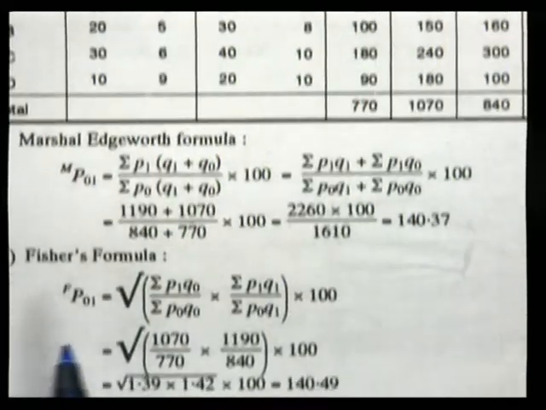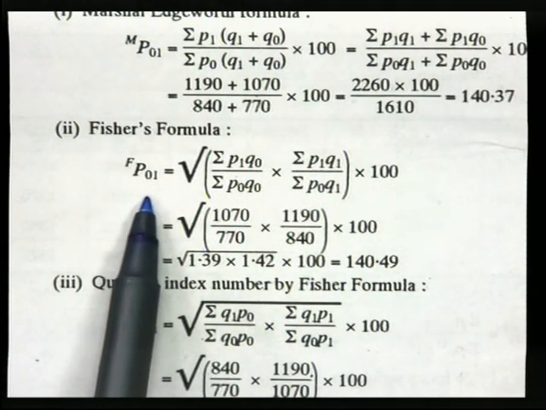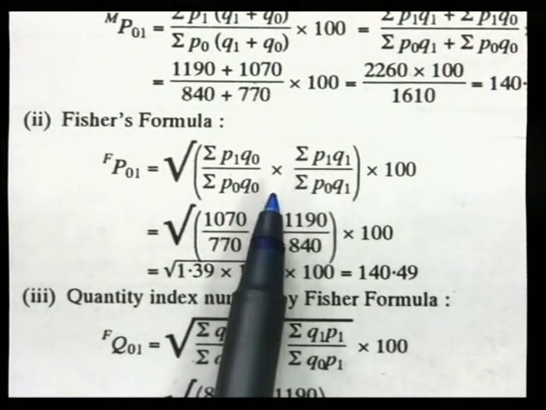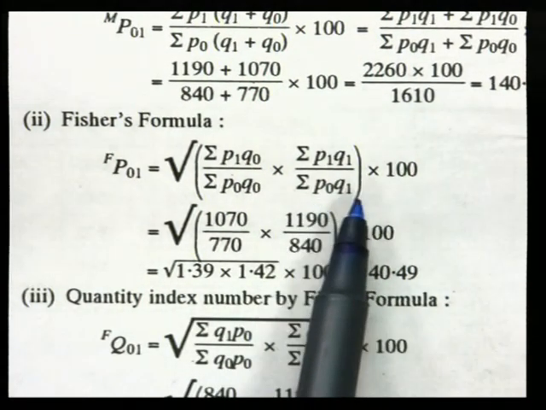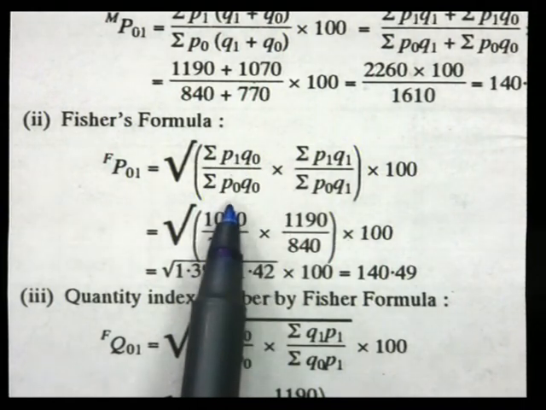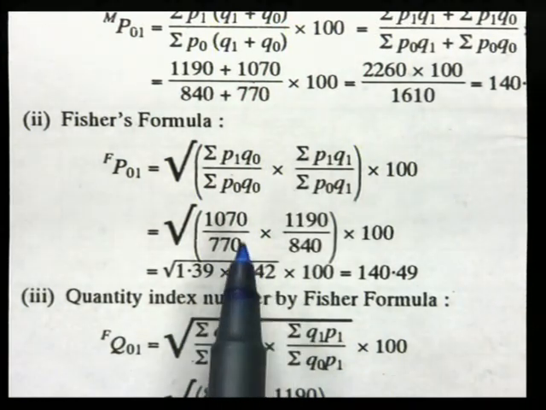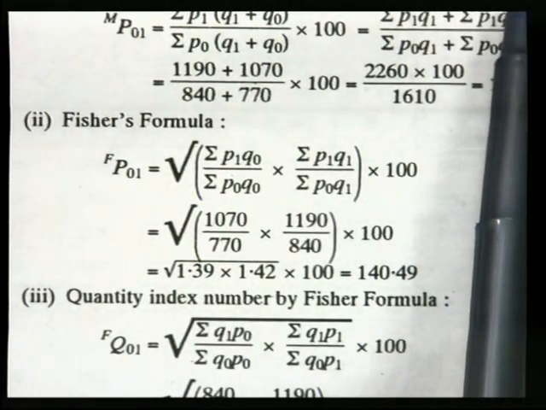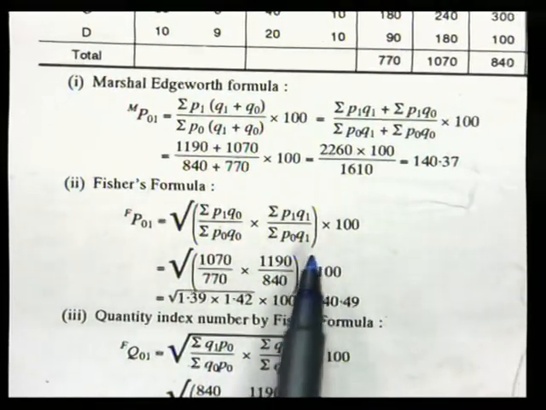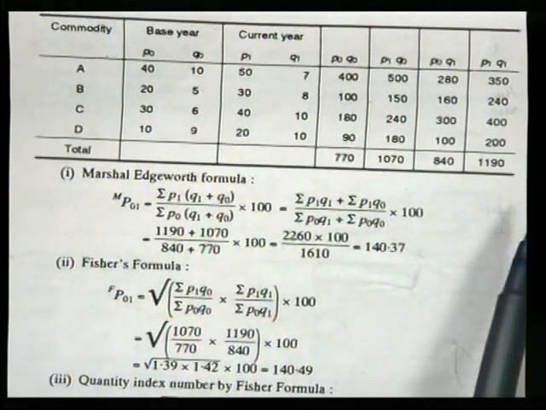Okay, clear? Now we find out Fisher's formula. So Fisher's formula is denoted by P01 Fisher, that is square root of sigma P1 Q0 upon sigma P0 Q0 multiplied by sigma P1 Q1 upon sigma P0 Q1, and the final product answer is multiplied by 100. Every necessary quantity is available in the table above, and hence sigma P1 Q0 is 1070. Then the next is sigma P1 Q1, which is 1190.